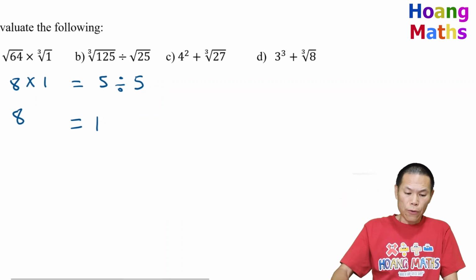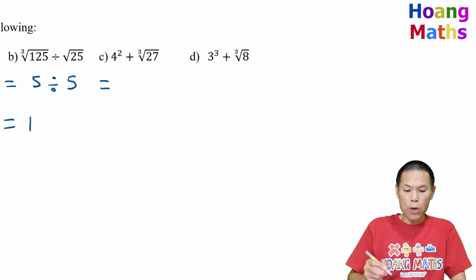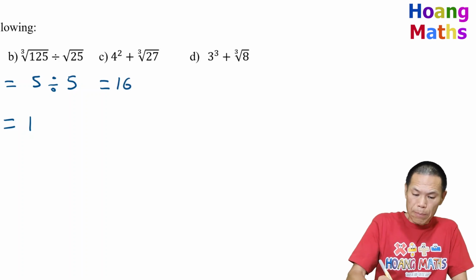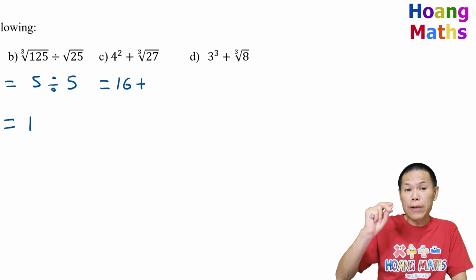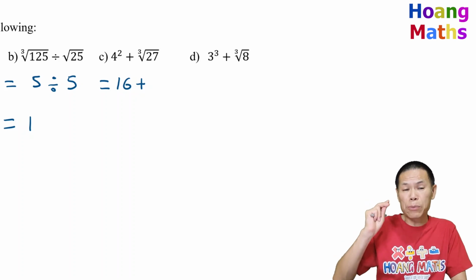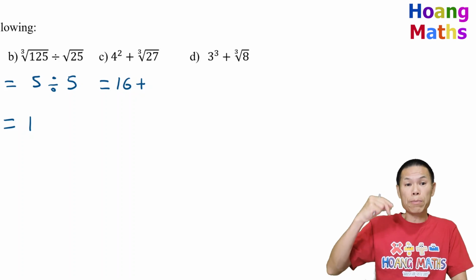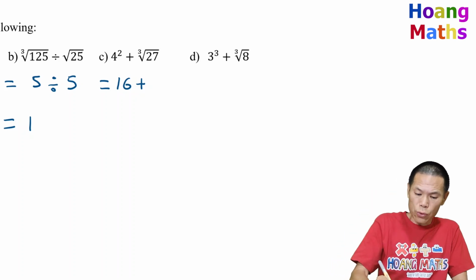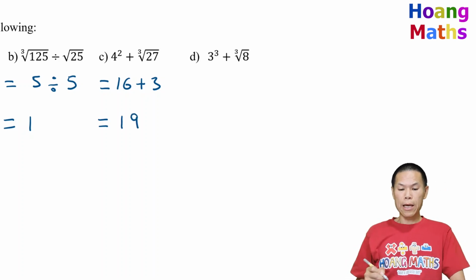Part C. So 4 squared is 16, because 4 times 4 is 16. Plus cube root of 27. Remember, 27 is 3 times 3 times 3. And cube root of 27 will give me 3. So we add 3 to this. And now 16 plus 3 will give me 19.